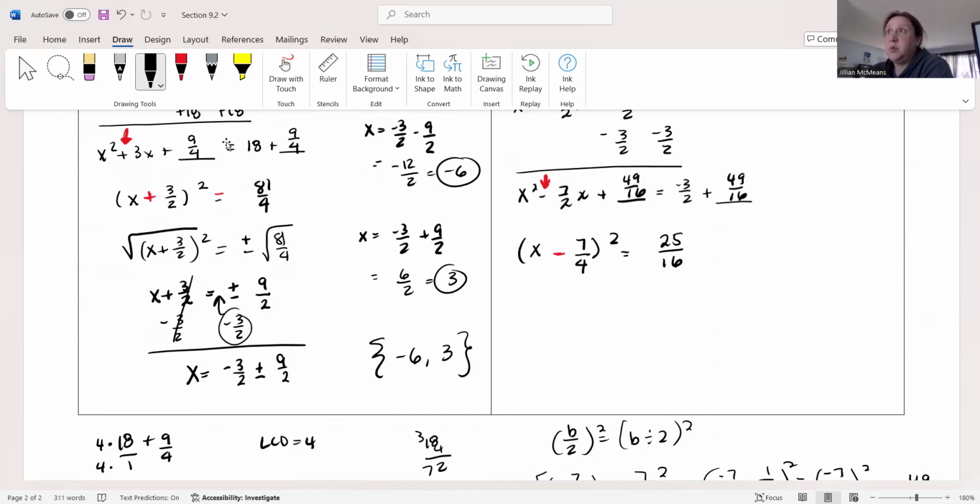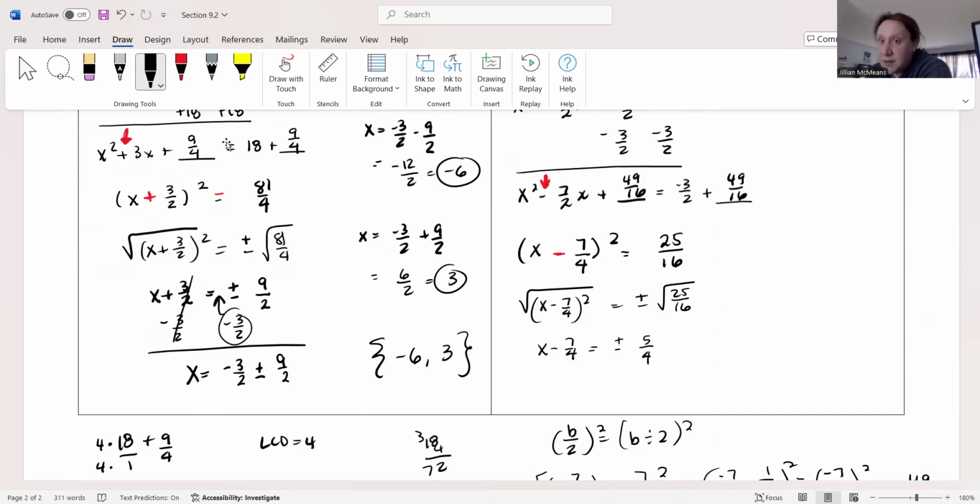So this is where we take the square root of both sides. So the square root of x minus 7/4 squared, and then we want plus or minus the square root of 25 sixteenths. Okay, well, when you take the square root of something squared, they just unravel. So we're left with x minus 7/4 equals plus or minus, and then the square root of 25 is 5, the square root of 16 is 4. So we get plus or minus 5/4. It's a process and there's lots of fractions, but I have faith in you.